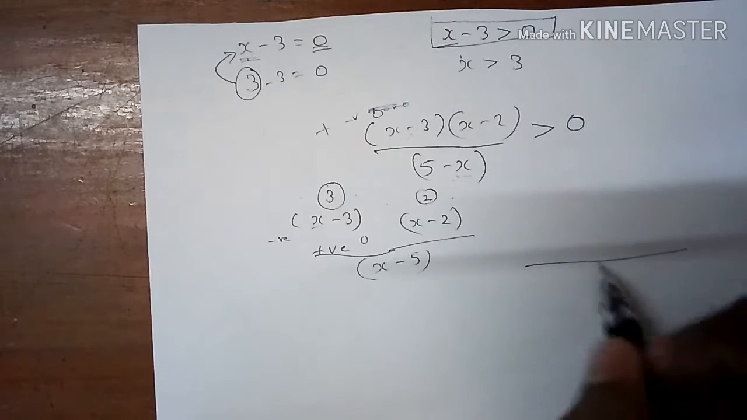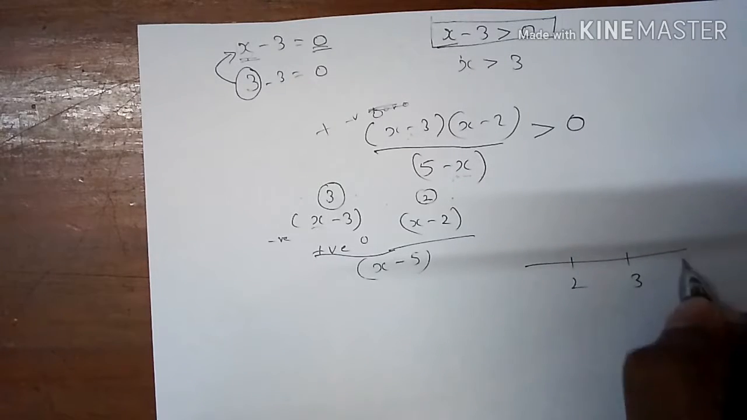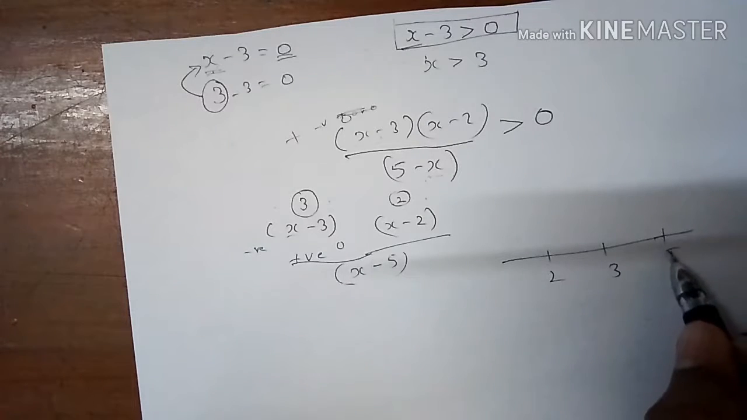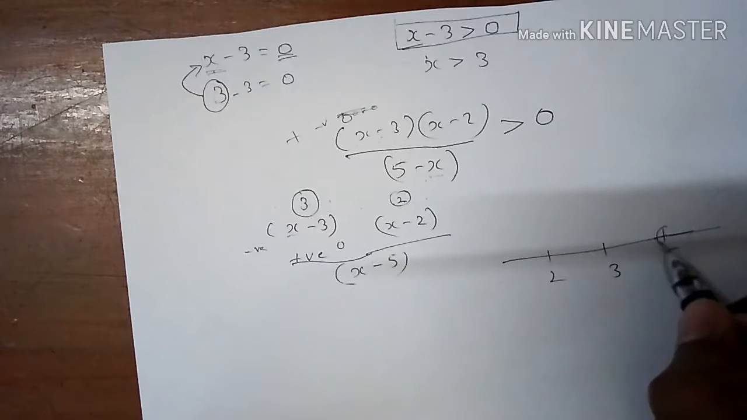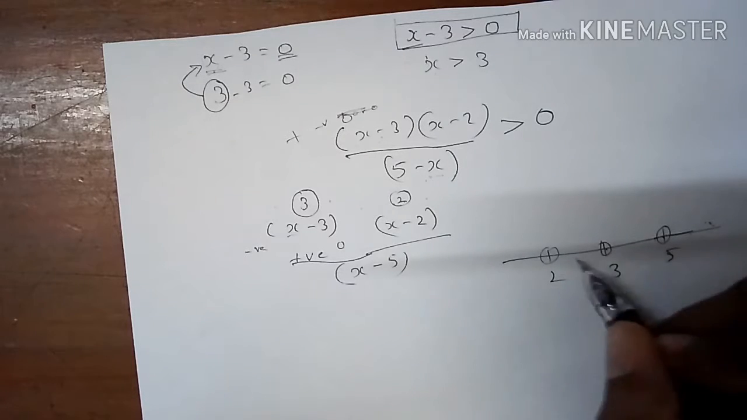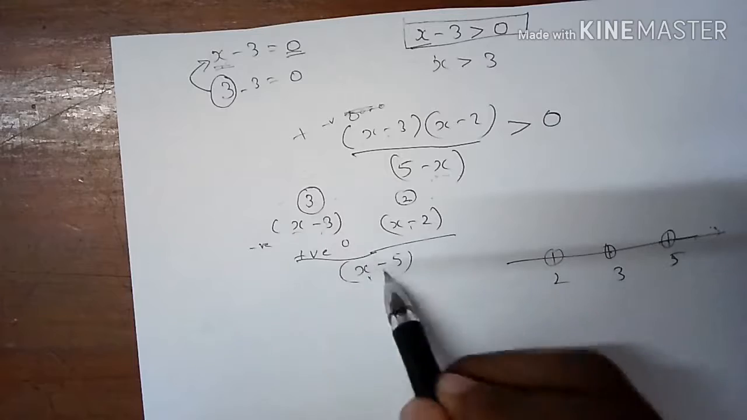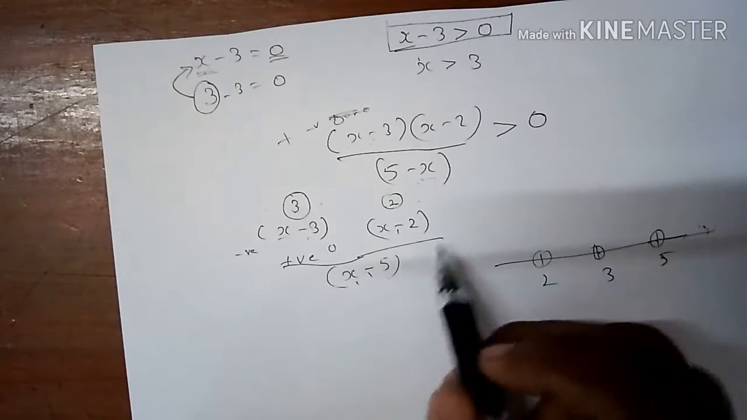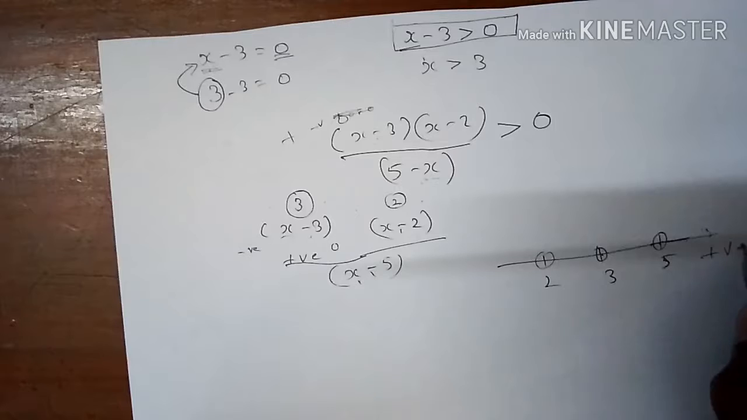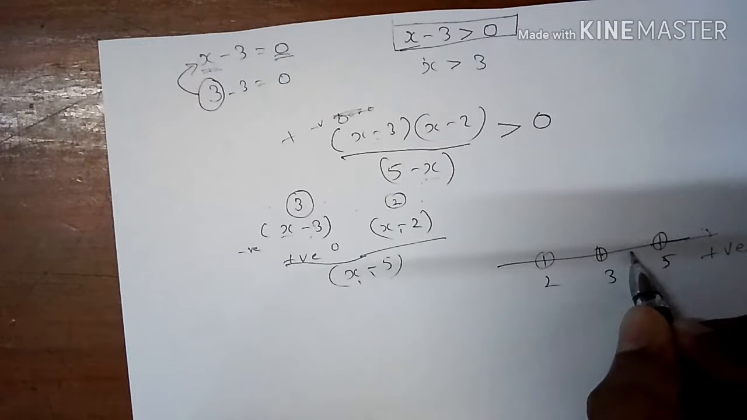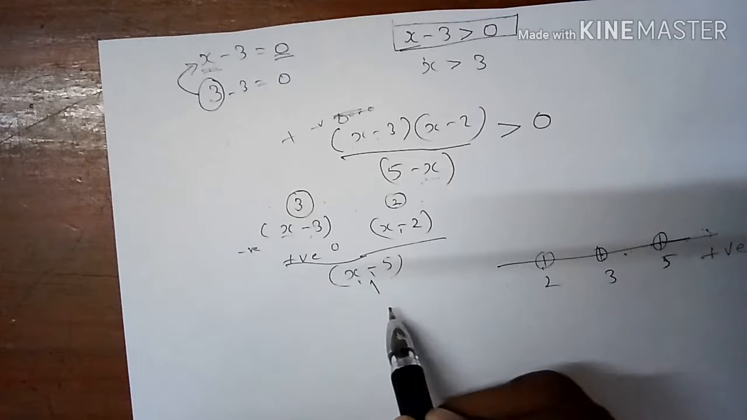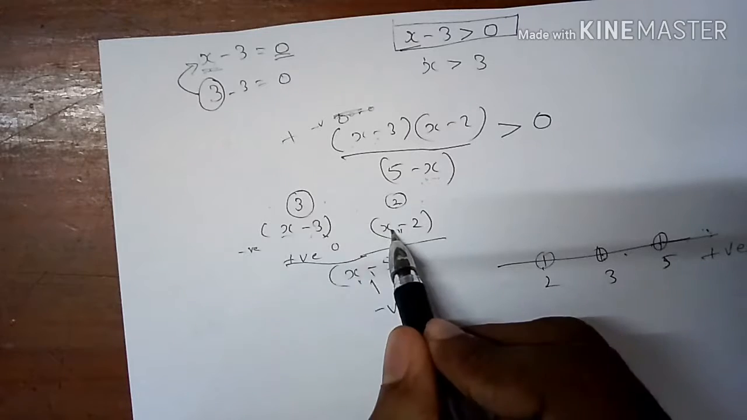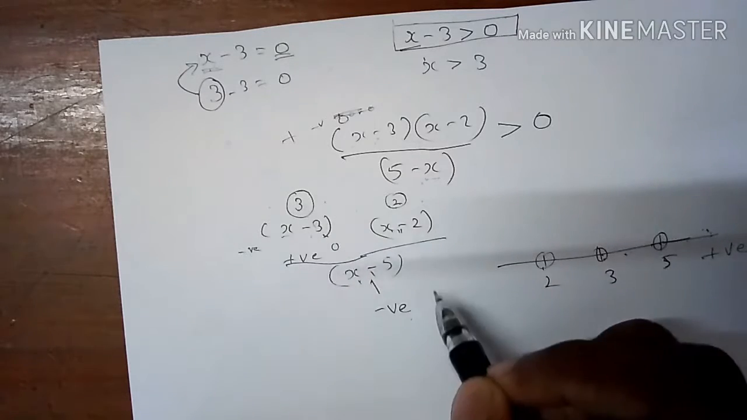Then what we do? We plot the points, and if any number is lying on this side, it means it is greater than 5, it is greater than 3, and it's also greater than 2, right? All three numbers. That means all the brackets will be positive. So that's why the entire expression will be positive. And if we shift on this side, it is greater than 2 and 3, but not greater than 5. So this bracket alone changes to negative, and these two will be positive. So the entire expression is negative.